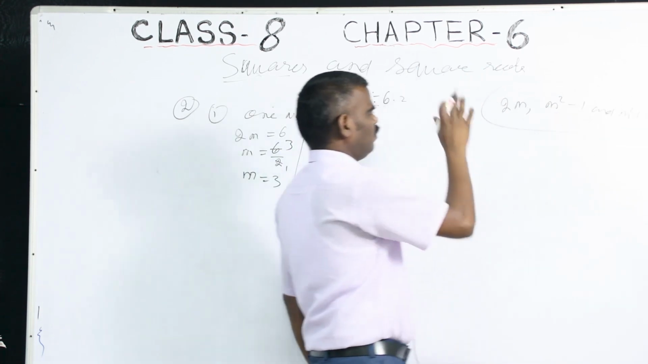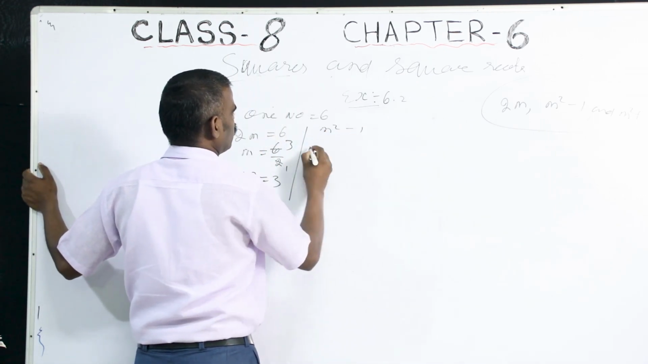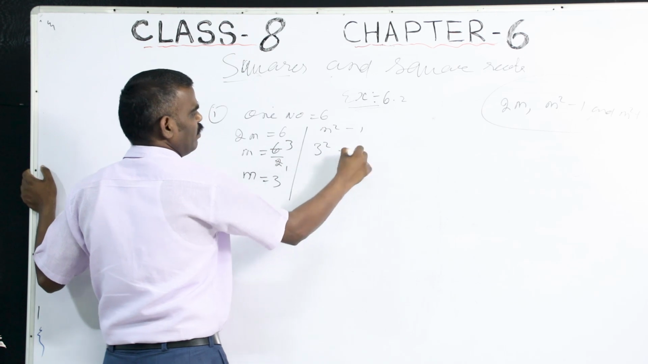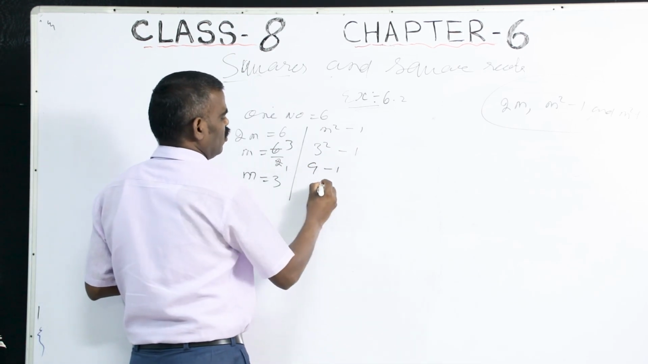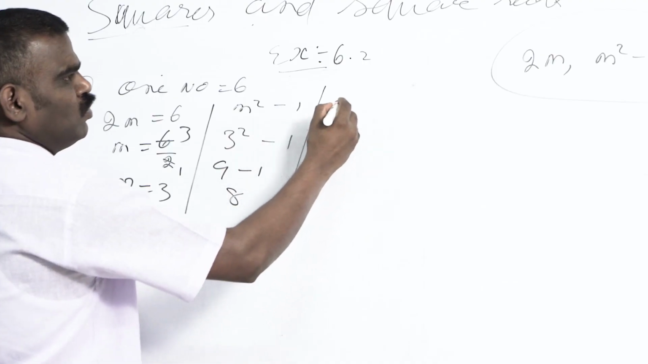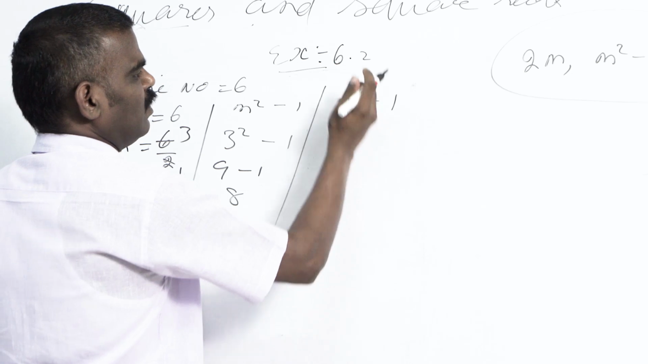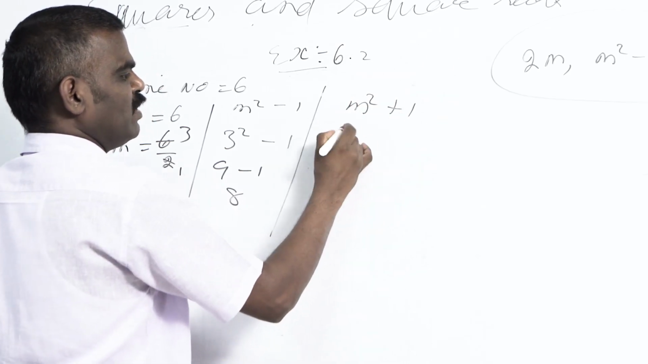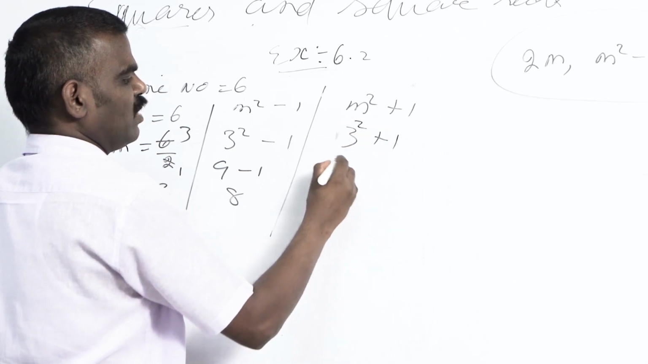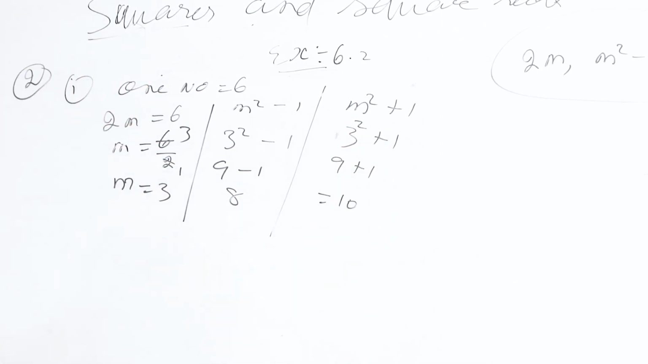So this pattern, you put the number. 2m is okay. Next m square minus 1. M is how much? 3 square minus 1. What is 3 square? 3 square is 9. 9 minus 1, how much? 8. Now which one? M square plus 1. M is how much? 3, 3 square, 9 plus 1, that is how much? 10. So, what are they asking?